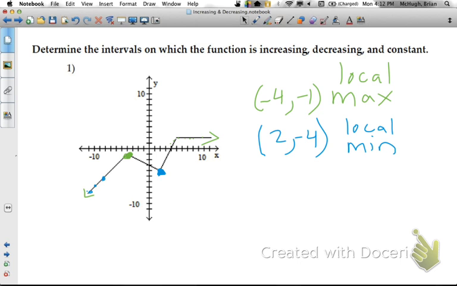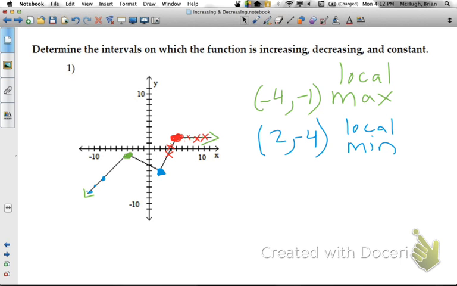Quick question, and that is, what's going on with this point right here? Is that a maximum point? And if you look at the points to the left of it, sure, it's higher than those points, but if you look at the points to the right of it, it is not higher than those points. It's the same value there. So that is not a particular point that's a local minimum or a maximum.